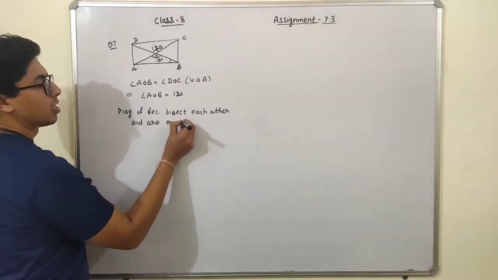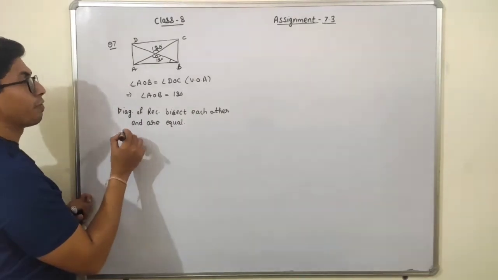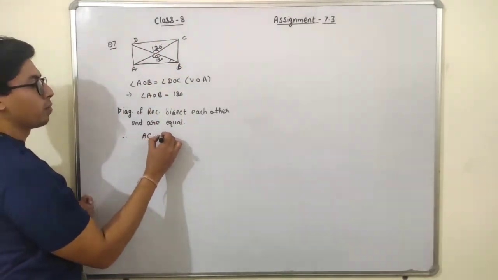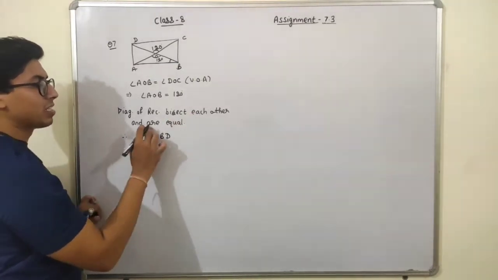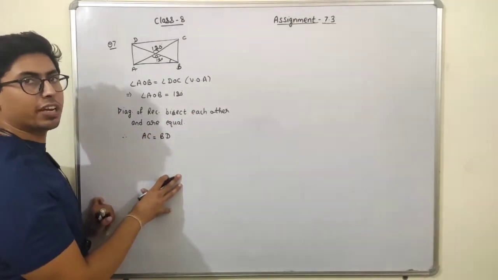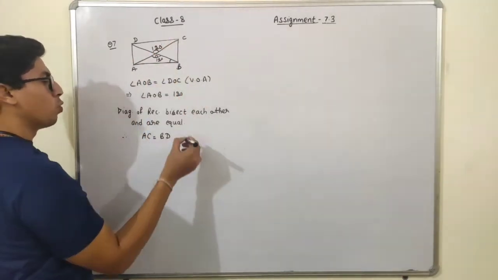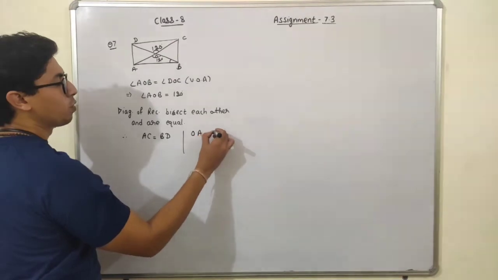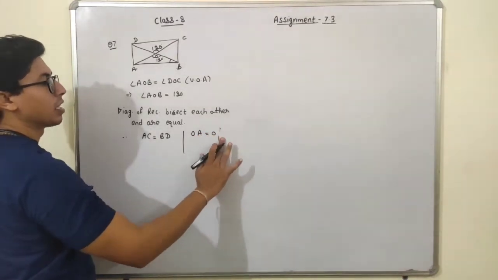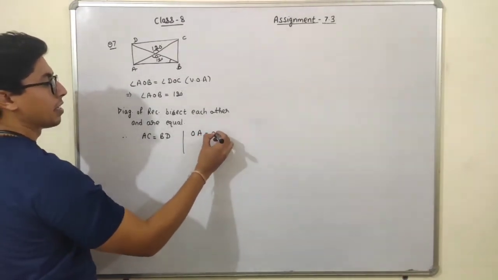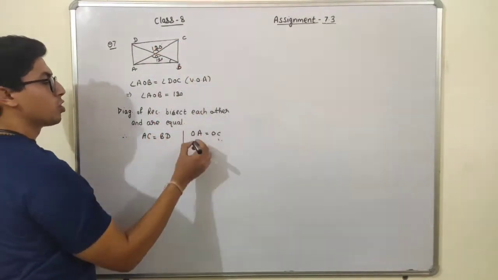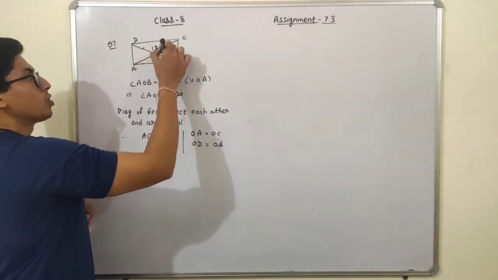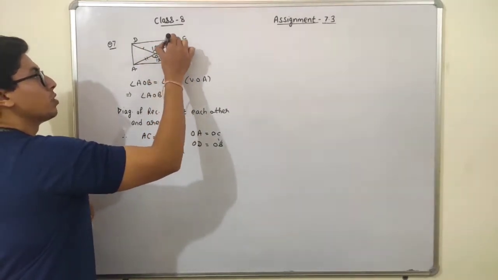Okay, students. Therefore, AC will be equal to BD because diagonals are equal and they bisect each other as well. That means OA is equal to OC, and OD is equal to OB. This means this is equal to this and this is equal to this.